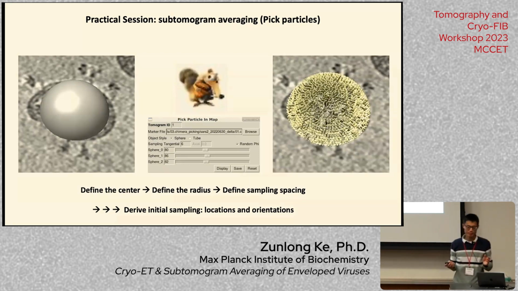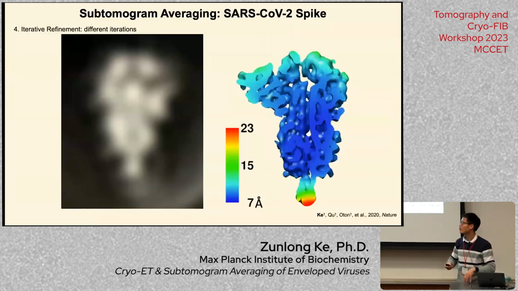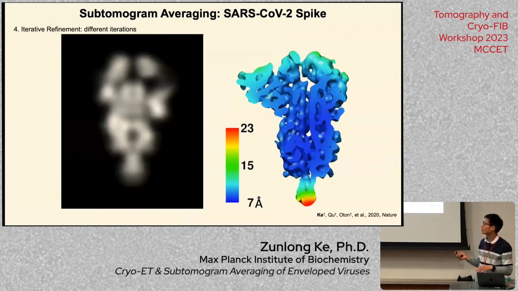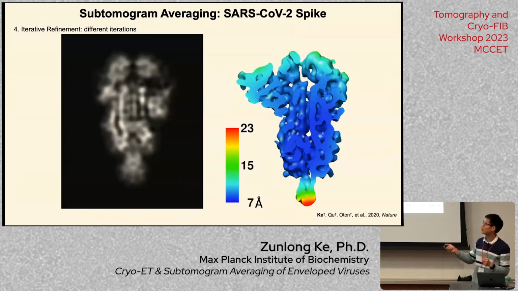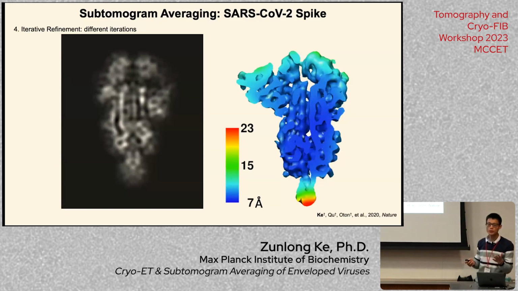This is a bit oversampled, obviously, for this spike, but you get the idea: you sample a lot more so that eventually they will align to the true spike positions. After that, you do iterative refinement with all the positions you get from the larger data set, using the reference we obtained at the very beginning. This is the iterative refinement of the spike at different iterations. You can see the structure evolves. So we got about a 7 angstrom structure, at least at the central helices regions.